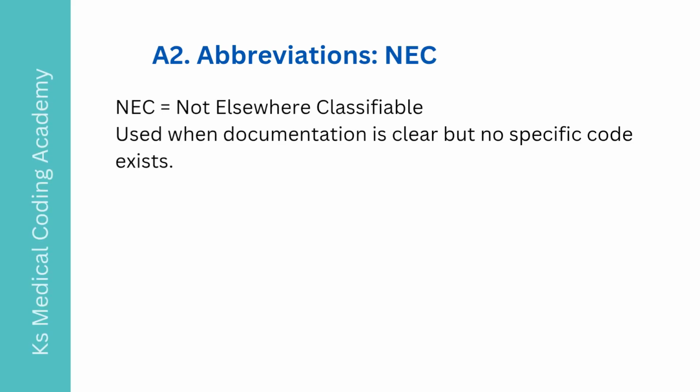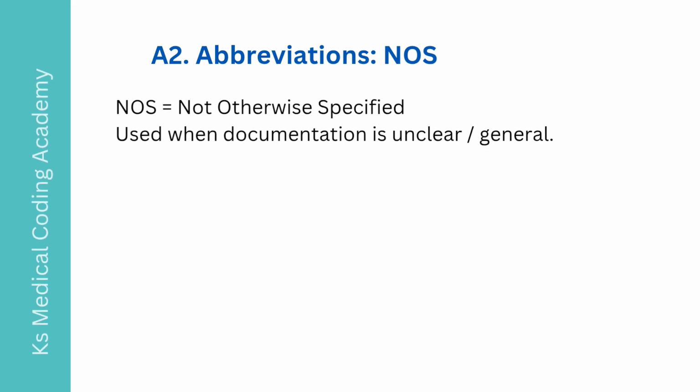Abbreviations. NEC. NEC stands for Not Elsewhere Classifiable. Use NEC when the provider documents a specific condition but ICD-10-CM contains no exact code for that detail. Abbreviations. NOS. NOS means Not Otherwise Specified. Use NOS when the provider's documentation is too vague to assign a more specific code.